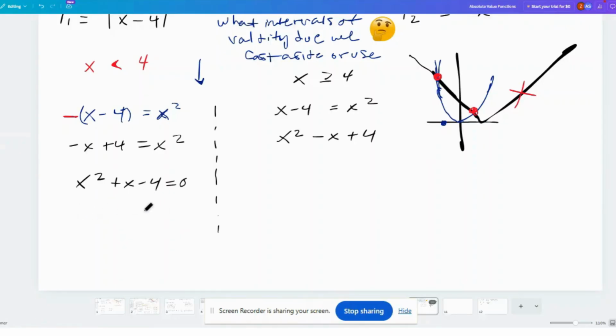Should we factor or use synthetic division? I wonder what we should do. 4 and 1, no. 2 and 2, no. It looks like this one might not have pretty solutions, because I'm not seeing a factor here. Let's test the discriminant first. The discriminant, b squared minus 4ac. So 1 squared minus 4 times 1 times negative 4. Definitely is a number.